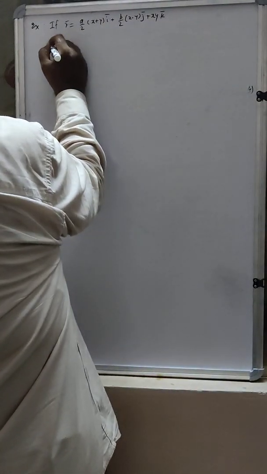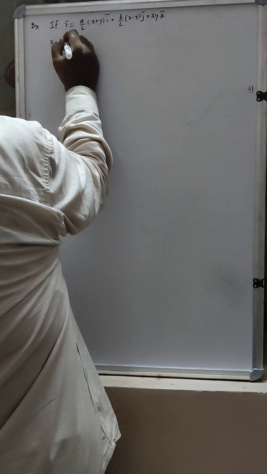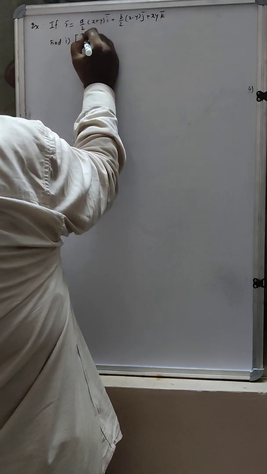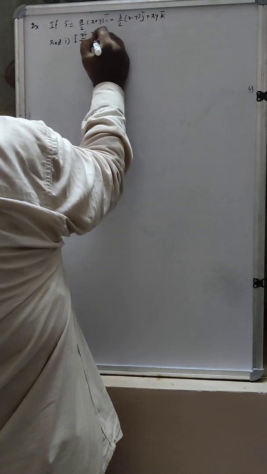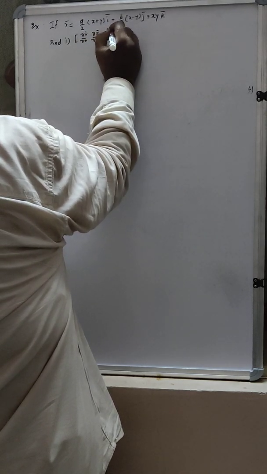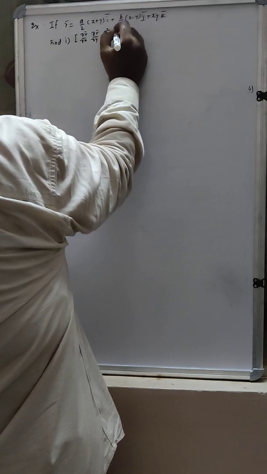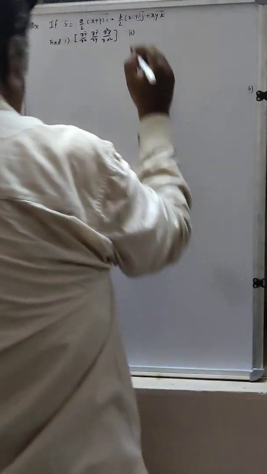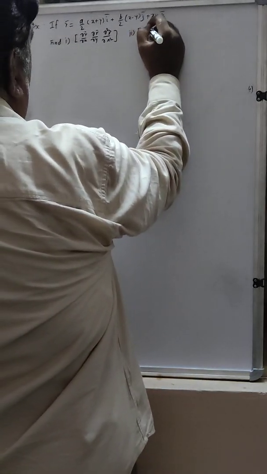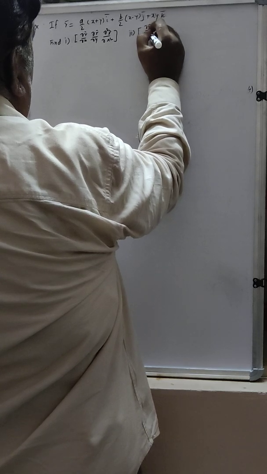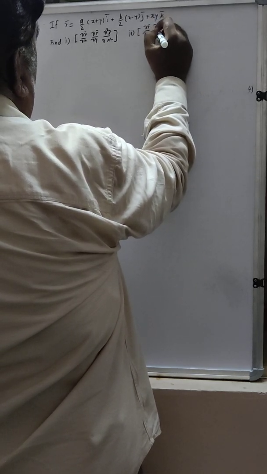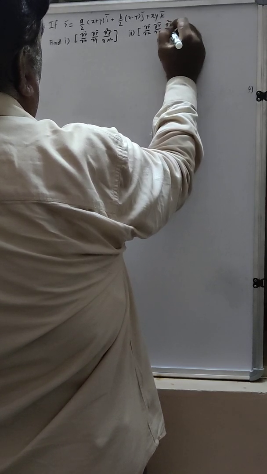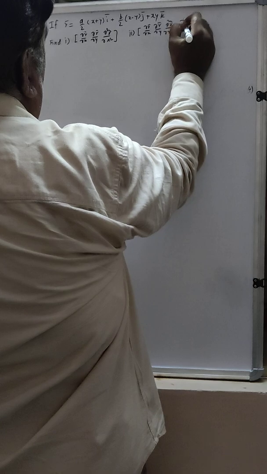Find, first, the scalar triple product of ∂r/∂x, ∂r/∂y, ∂²r/∂x². Second, the scalar triple product of ∂r/∂x, ∂r/∂y, ∂²r/∂x∂y.